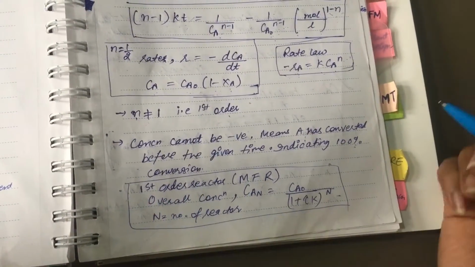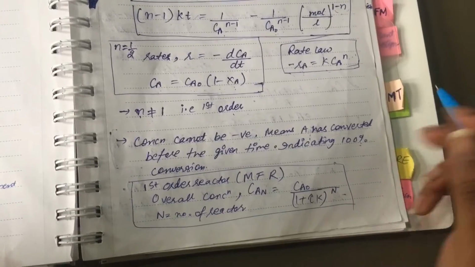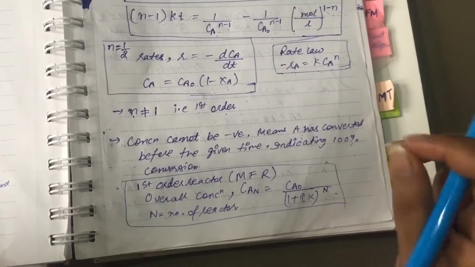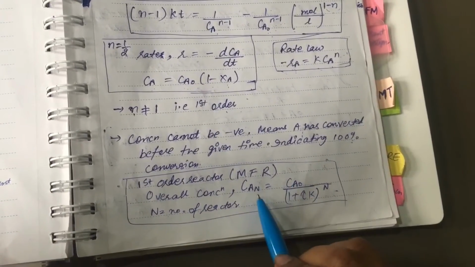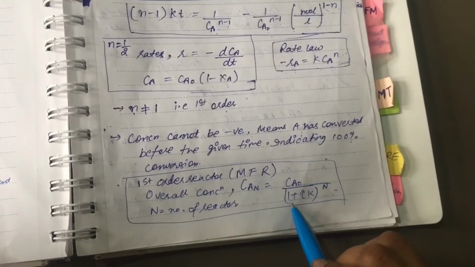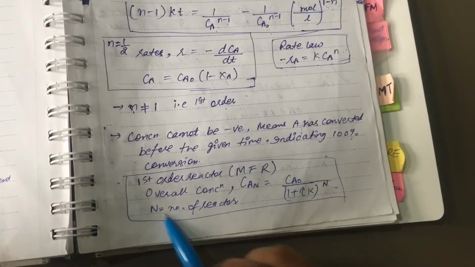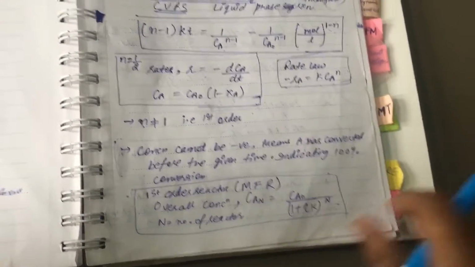For first order reactions in MFR reactors, sometimes very few questions come on MFR as well, the overall conversion can be calculated as Ca0 upon (1 + tau K)^n, where n is the number of reactors and tau is our time. We will come to it later on.